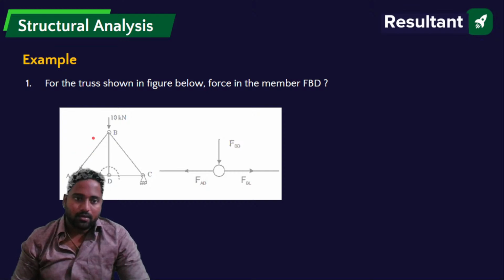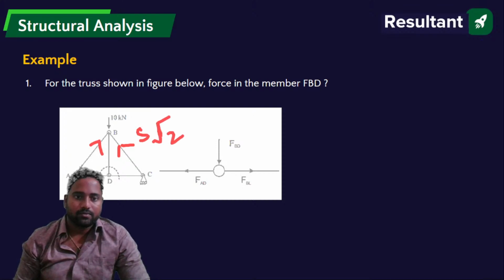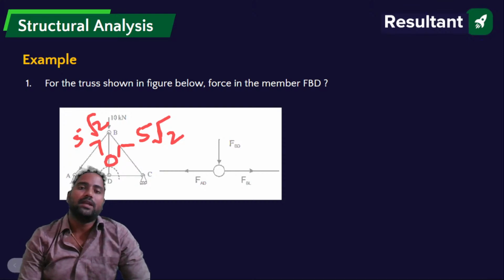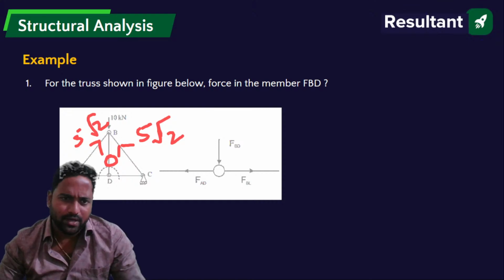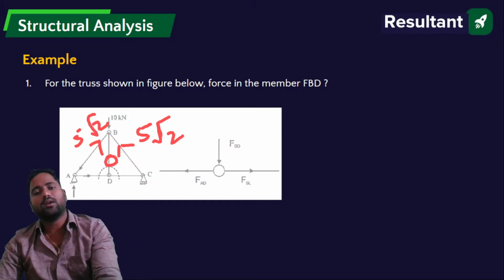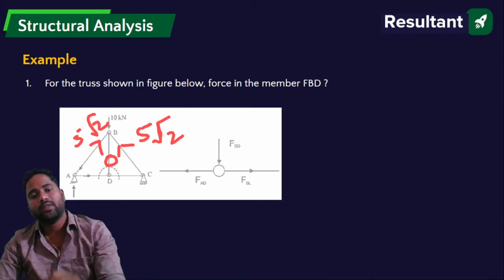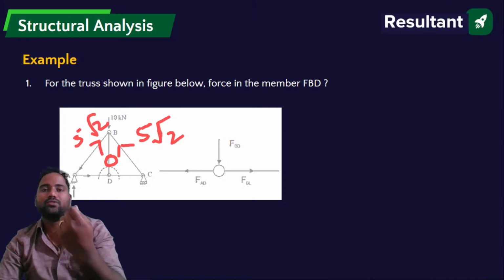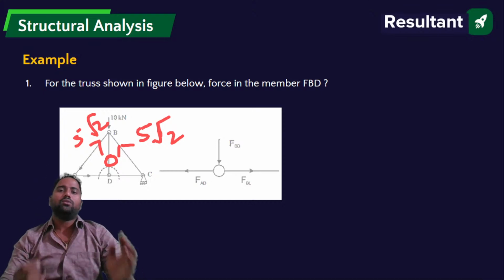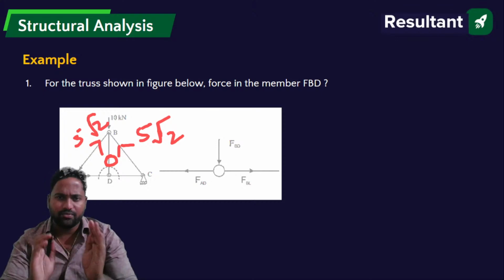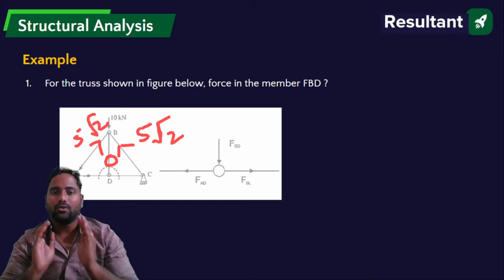I got force in member FAB, that is towards the joint, and force in member FBC. Both are how much? This is 5 root 2 and this is also 5 root 2. This is 0. Force in member BD equals 0. This is how you'll try to find it. Similarly, if you take joint A, you can find the force in member AD. If you take joint C, you can easily find the force in member CD. So this is how you find forces in different members by using the method of joints.